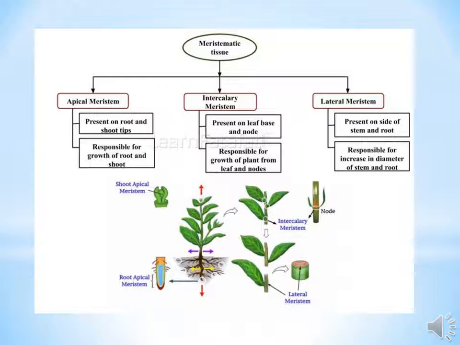Then is lateral meristem. It is present on sides of stem and root. So, as we can understand, this meristem is present on the sides of stem and root. That means it is responsible for increase in diameter of stem and root. That means in all, the meristematic tissue is responsible for increase in length and breadth of the plant.